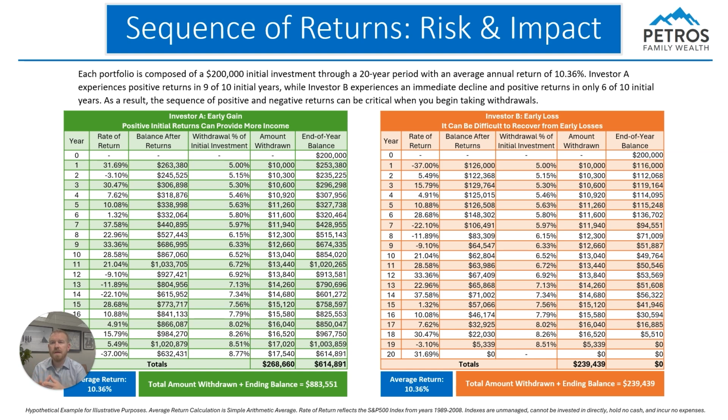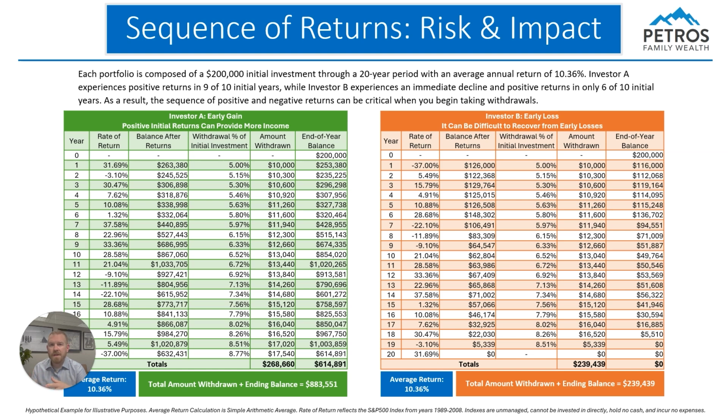So as you can see here, the beginning balance is $200,000, and they are withdrawing 5% per year. And these are all made up examples here. So you can see that the investor here on the left was up 31% right from when they retired. And these are rates of return on the S&P 500. And indexes are unmanaged, so you can't directly invest in these, but it's a good illustration.